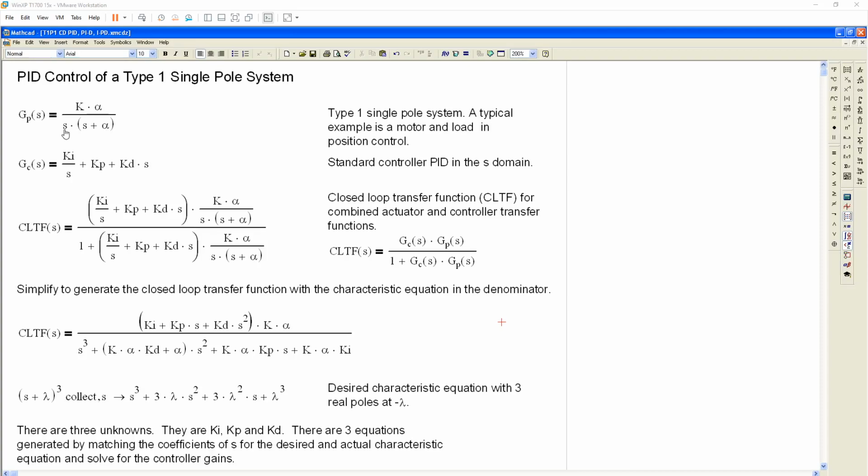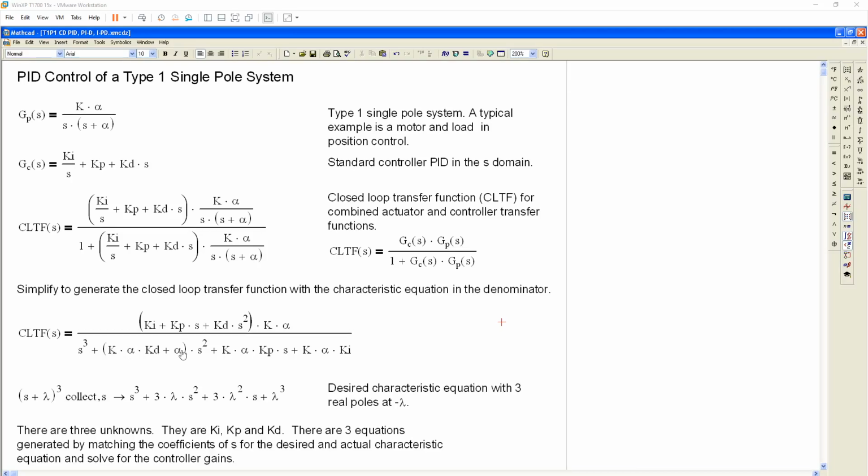By adding an S in the denominator, I'm integrating the velocity into a position. This is the PID in Laplace transform mode. And this is the basic definition for a closed loop transfer function. So if I do the substitutions, I end up with this. And if I simplify this equation, I end up with a numerator and a denominator.